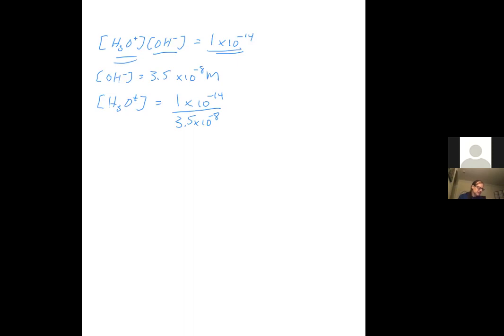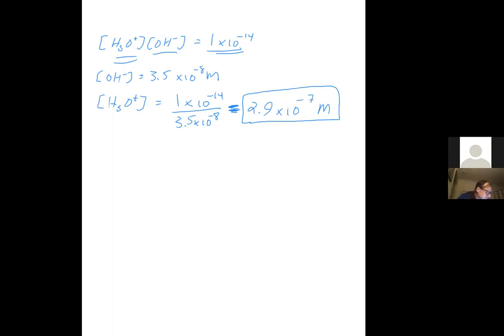So 1 times 10 to the minus 14 over 3.5 times 10 to the minus 8. And you get, ooh, it's a small number, 2 significant digits. So 2.9 times 10 to the minus, I think it's 7. I can actually figure it out. Put molar. Remember, we don't use the units in the calculations that involve K, but then you put the molarity units in at the end.